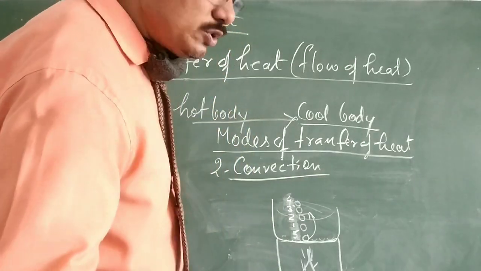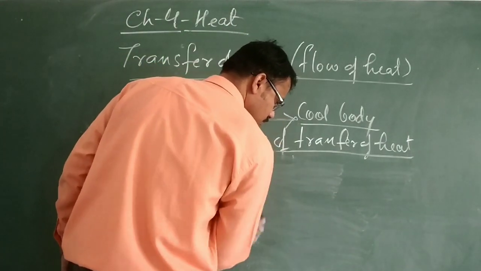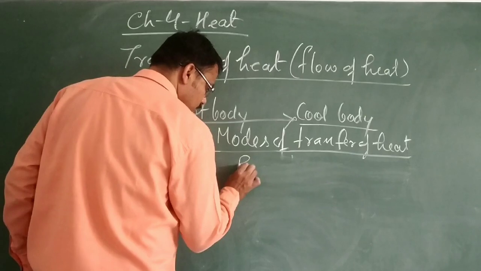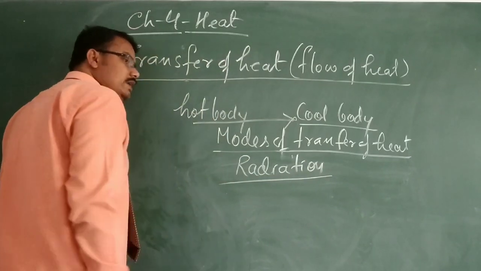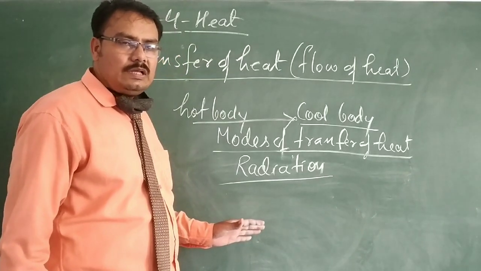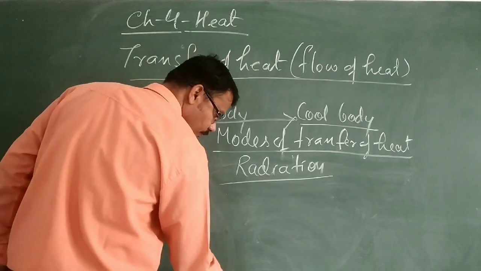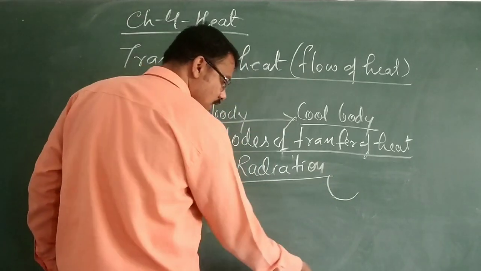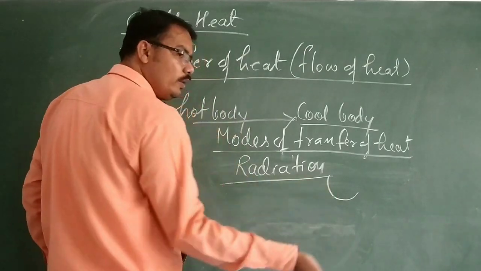Now, the last one I am going to explain is radiation. What is radiation? So students, in radiation there is no need of any molecules. It transfers in an empty space. Just like this is the earth's surface and this is the sun. Up to a few kilometers apart the air is present, but above it there is no air.